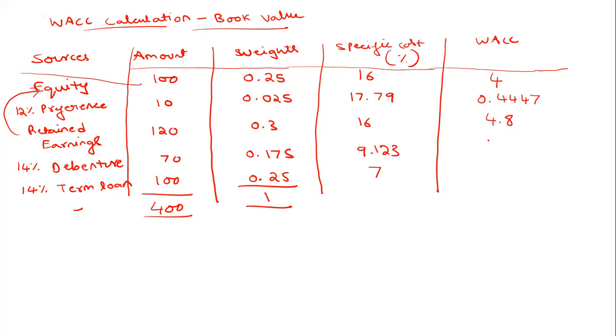Debentures 1.596. Okay. Term loan 1.75. What is the total? 12.5913. Yes, 12.5913. Those are going with 2 decimals, so you can write it as 12.59. We have no issues. Very good. Bharat already gave 12.59 as the answer.